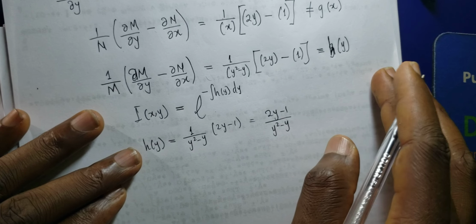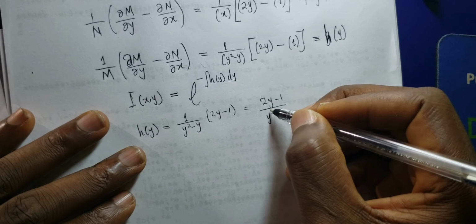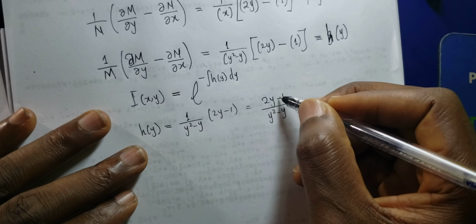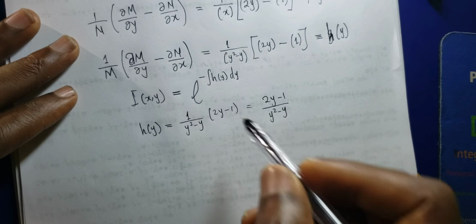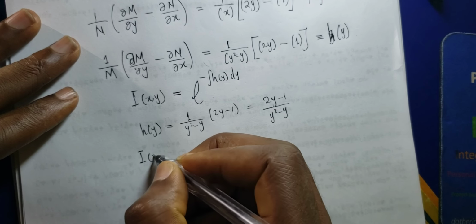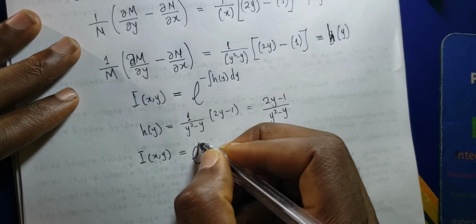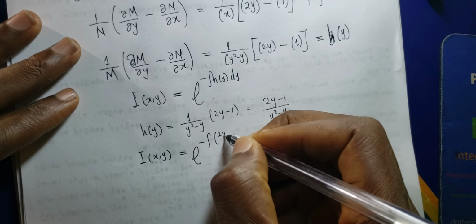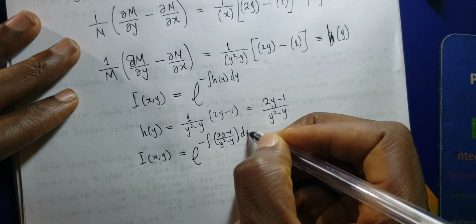I don't know if you are seeing what I'm seeing, but you should see that the denominator, when differentiated, will give you this numerator 2y minus 1. I hope you notice that. That will help us do some integration directly without having trouble when we get here. So let's do that now. The integrating factor, which depends on x comma y, will be equal to e raised to the power minus the integral of 2y minus 1 all over y squared minus y dy.